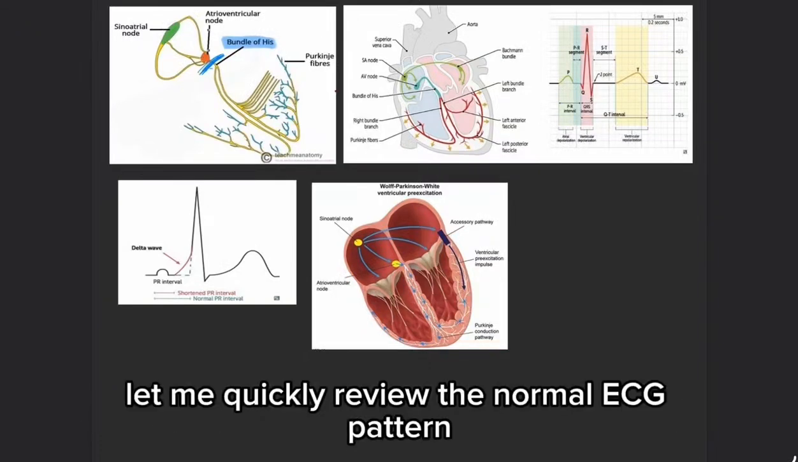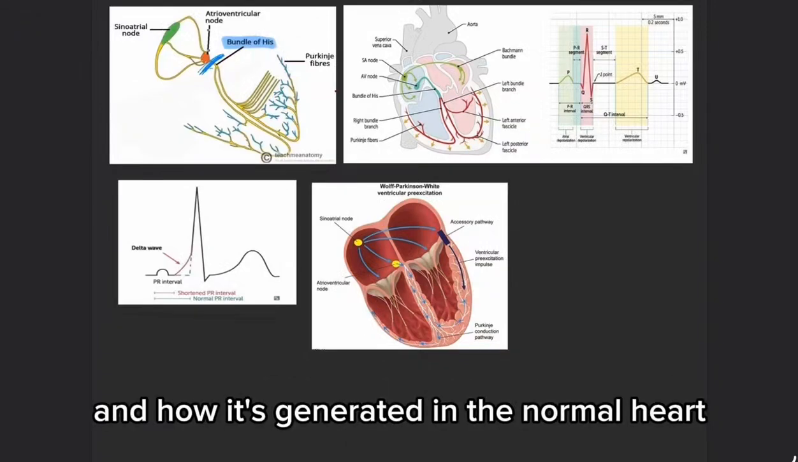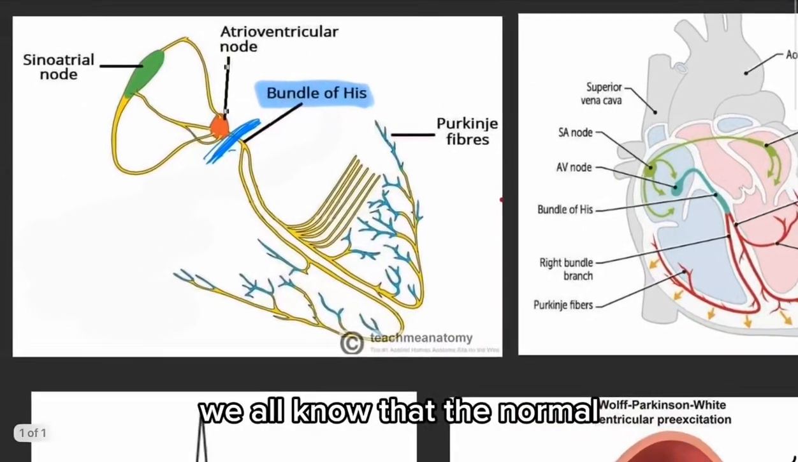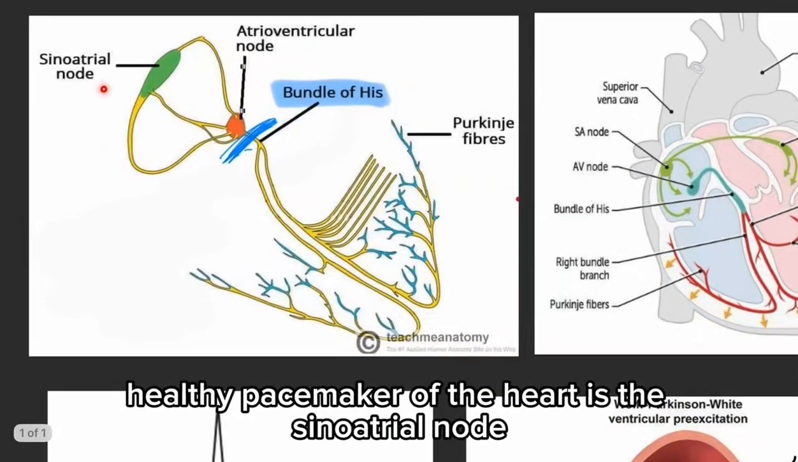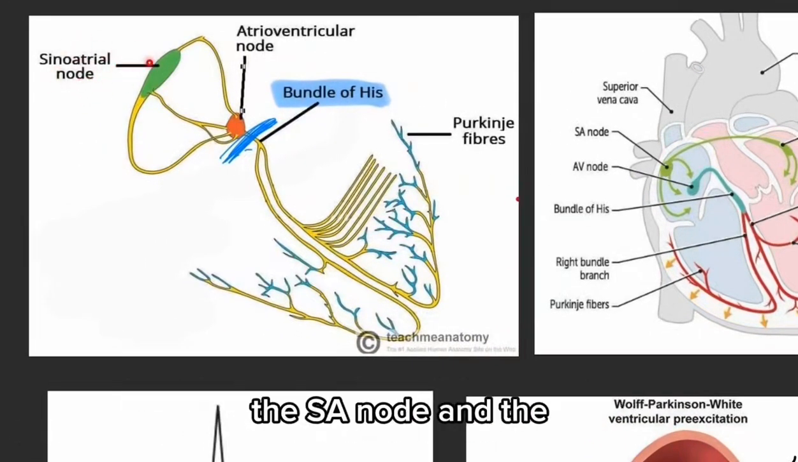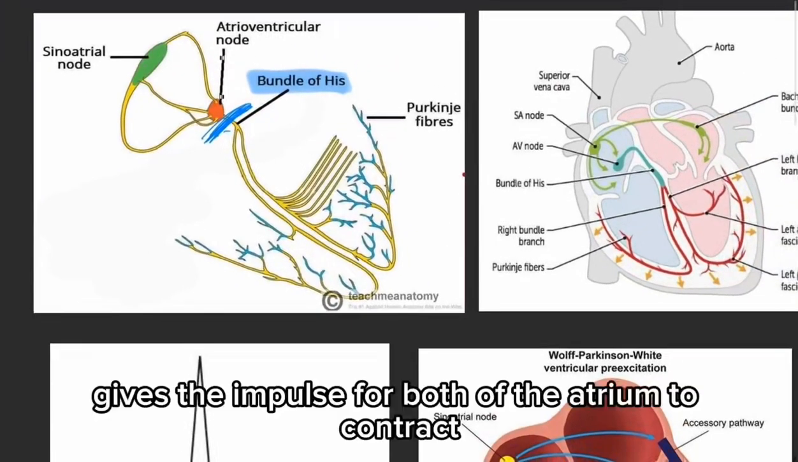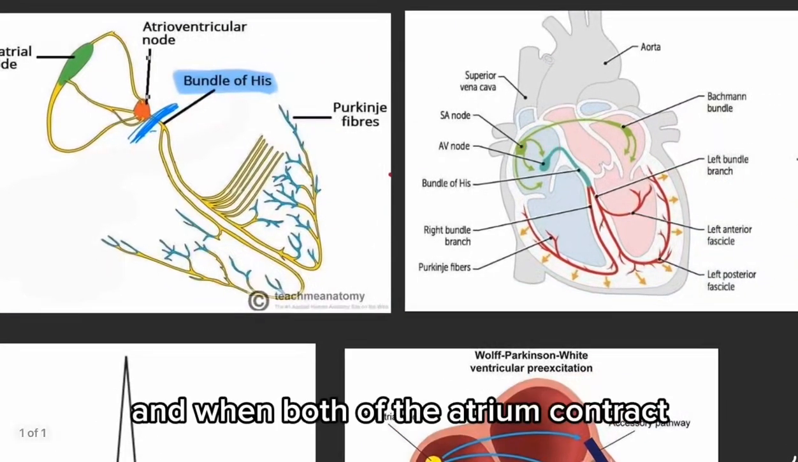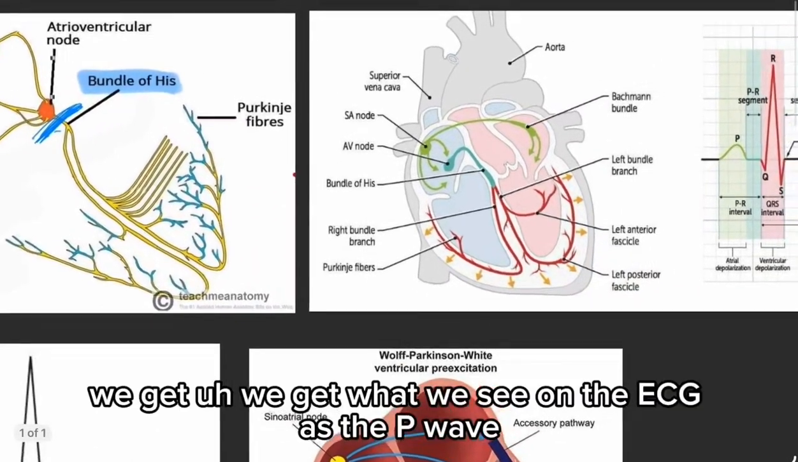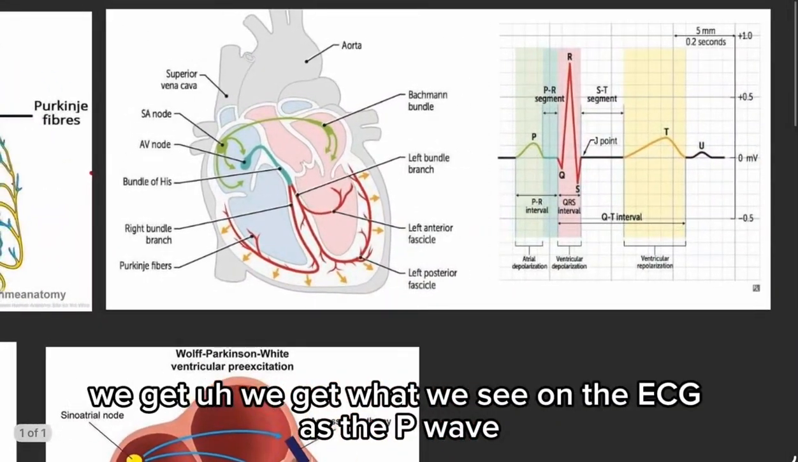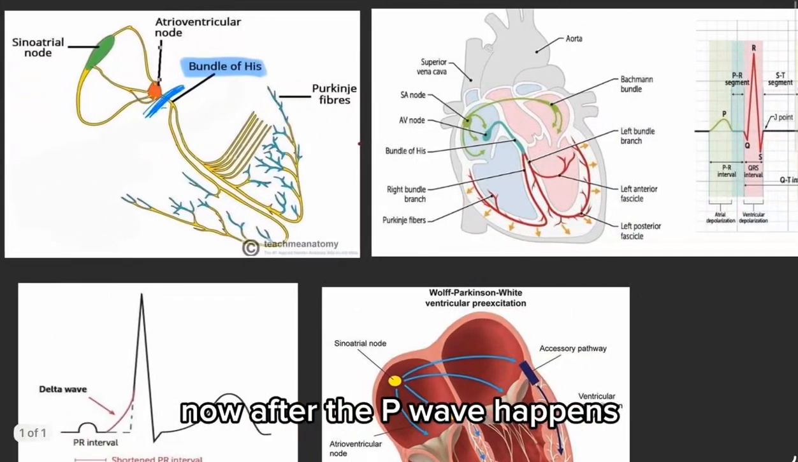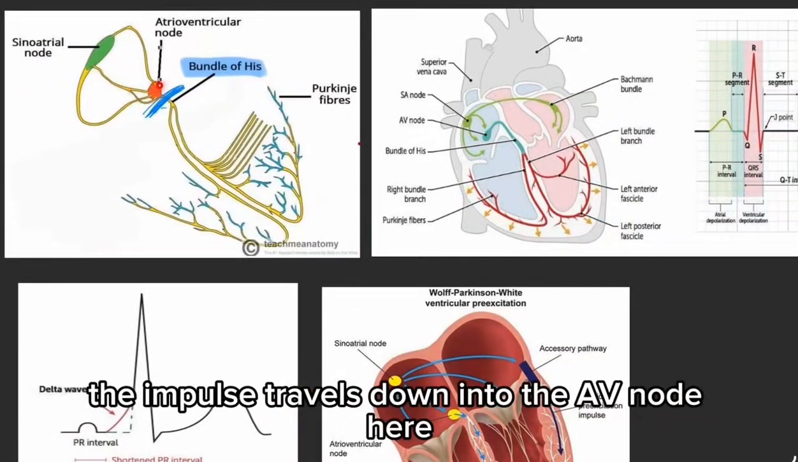But before that, let me quickly review the normal ECG pattern and how it's generated in the normal heart. Okay, so just quickly as a reminder, we all know that the normal healthy pacemaker of the heart is the sinoatrial node, the SA node. And the SA node gives the impulse for both of the atria to contract. And when both of the atria contract, we get what we see on the ECG as the P wave. Okay. Now, after the P wave happens, the impulse travels down into the AV node.